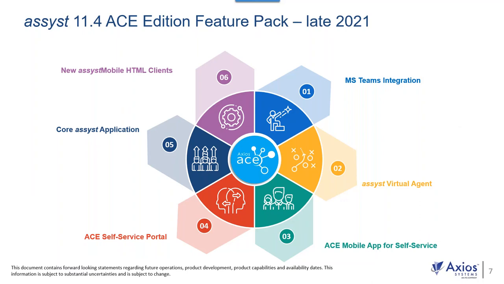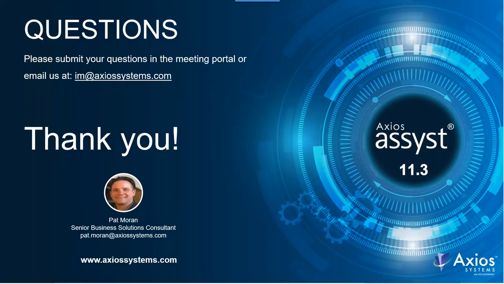Some examples of the ACE Edition feature pack: MS Teams integration, so a very big one coming. A lot of organizations are using Teams on a daily basis within their service department, so a really good integration there. Assyst virtual agents, as well as our ACE mobile app, so accessing Assyst right from mobile devices. And also the ACE self-service portal, and a new Assyst mobile HTML client as well. All right, so that concludes my demonstration on Axios Assyst. I'd like to now open it up to any questions that you may have.